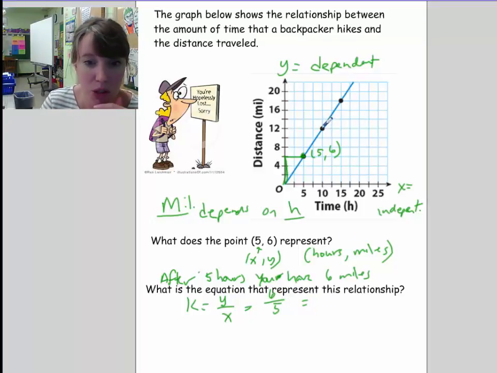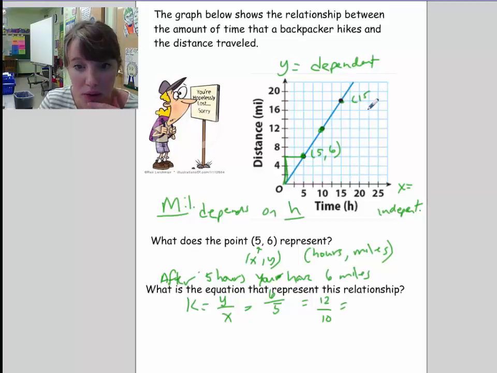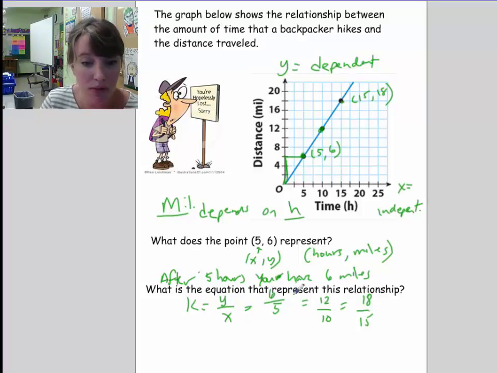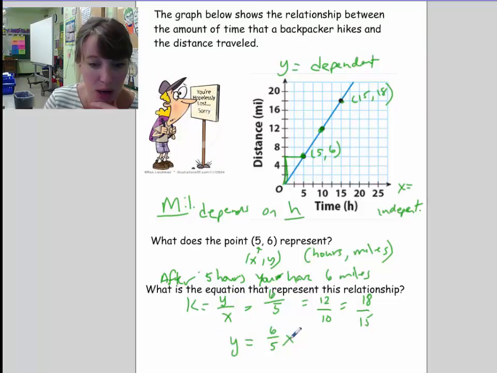Let's make sure that that's proportional to all the other points here. So 12 over 10, those are reduced to 6 over 5, and this point is 15, 18, which is 18 over 15 if I'm looking at k. All of these are the same, so this is a proportional relationship, so the ratio of y to x is always constant. That means that y is equal to the constant of proportionality, which is 6/5 times x. So this is my relationship here.